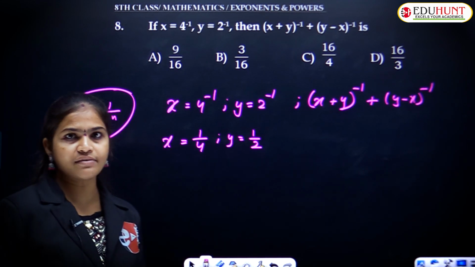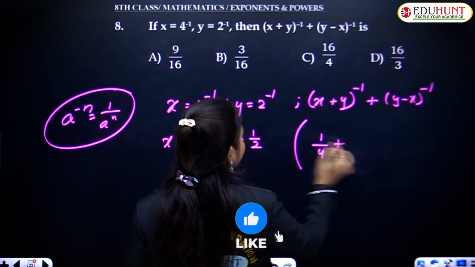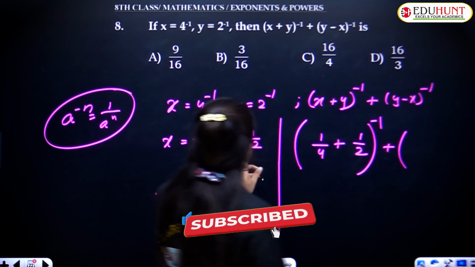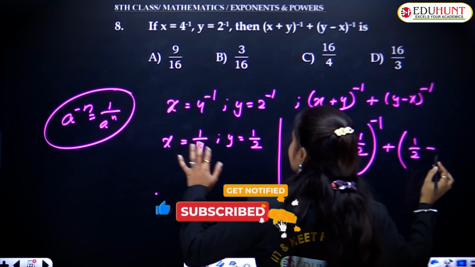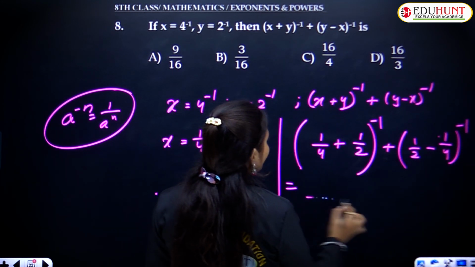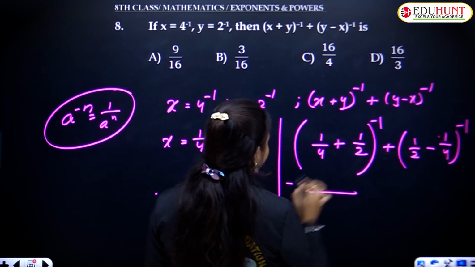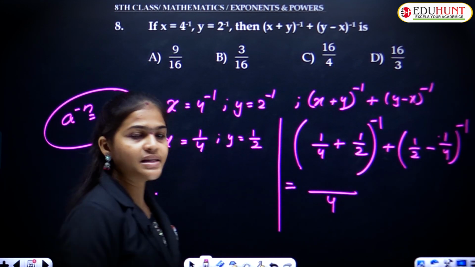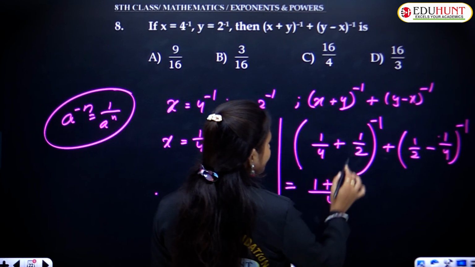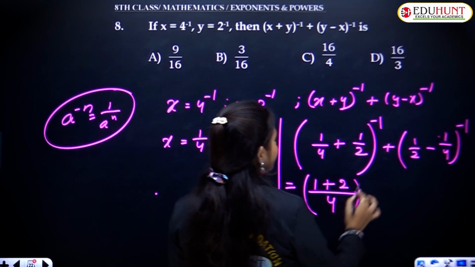Now we have the x and y values. Now substitute those values here. x is equal to 1 by 4 plus y is equal to 1 by 2, whole power minus 1, plus y is equal to 1 by 2 minus x is equal to 1 by 4, whole inverse. So from this, what is the LCM of 4 and 2? The LCM of 4 and 2 is 4. So 1 plus, here 2 is there, no? So 2 into 2 is equal to 4. So that's why 2 into 1 is 2. Clear? Whole inverse.